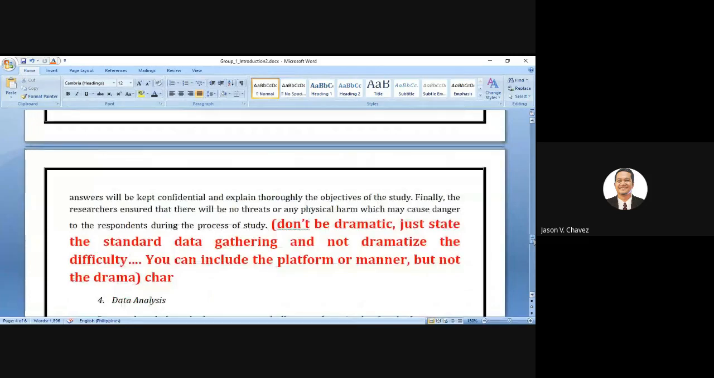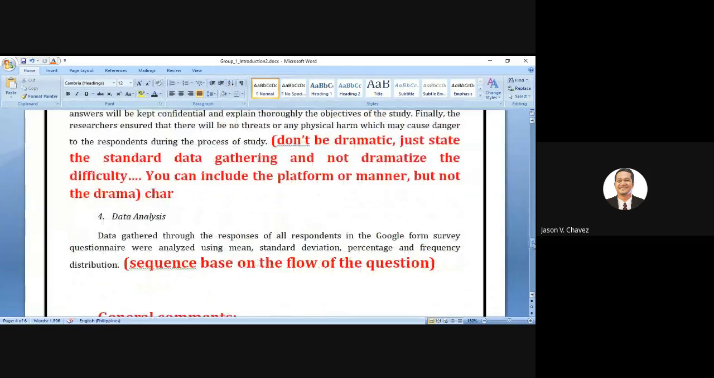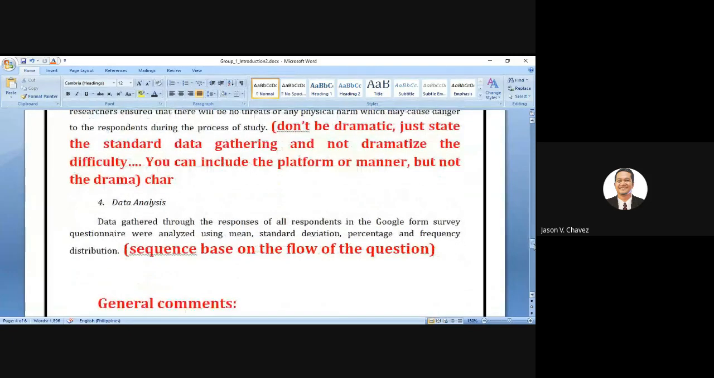Okay, what about data analysis? So the sequence is just based on the flow of the questions. For example, based on question number 1, what is the statistical treatment? I think this is data analysis? Yeah, okay. That's fine. What is number 1? What treatment? Number 2 question, what treatment? Number 3, what treatment? Etc.